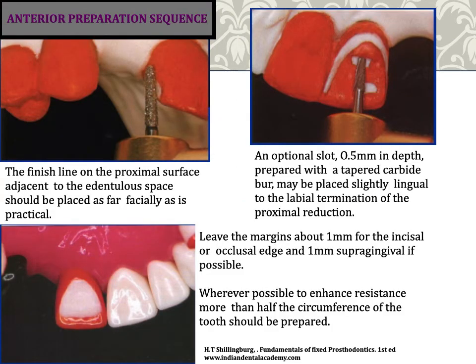This slide shows you the anterior preparation sequence where the finish line is first done, followed by an optional slot of 0.5 mm in depth, which can be prepared with the help of a tapered carbide burr. It is good to leave the margins about 1 mm for the incisal or occlusal edge and 1 mm supragingival if possible.